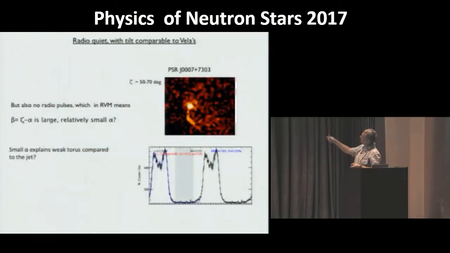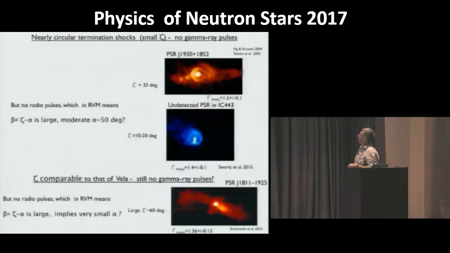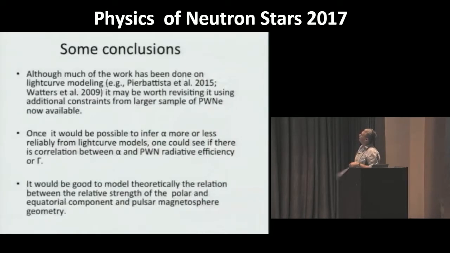I'm just going to demonstrate that these are quite different light curves sometimes. Like in this one, you have a strong jet relative to the torus. The torus is very weak. You don't have a radio pulse, and so in my view, maybe it means that you have a relatively small alpha, the magnetic inclination angle. Here you clearly have a very small zeta angle. The torus looks like a ring, not an ellipse, right? So that may be helpful.